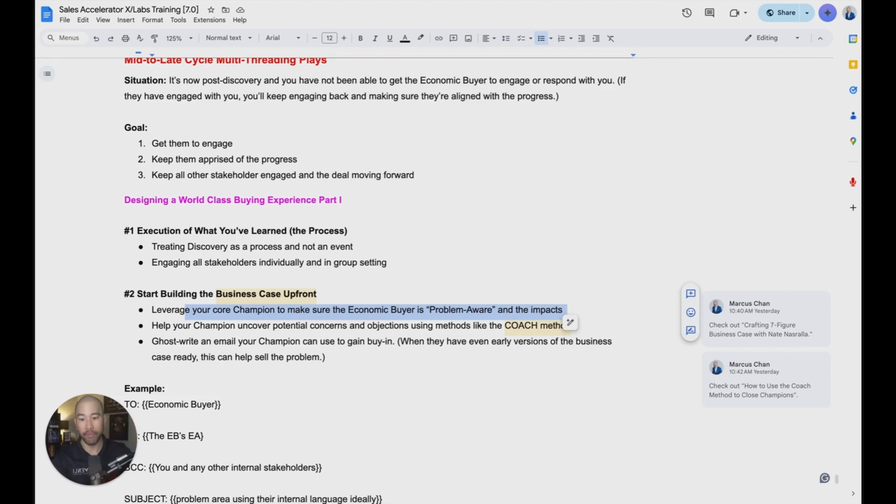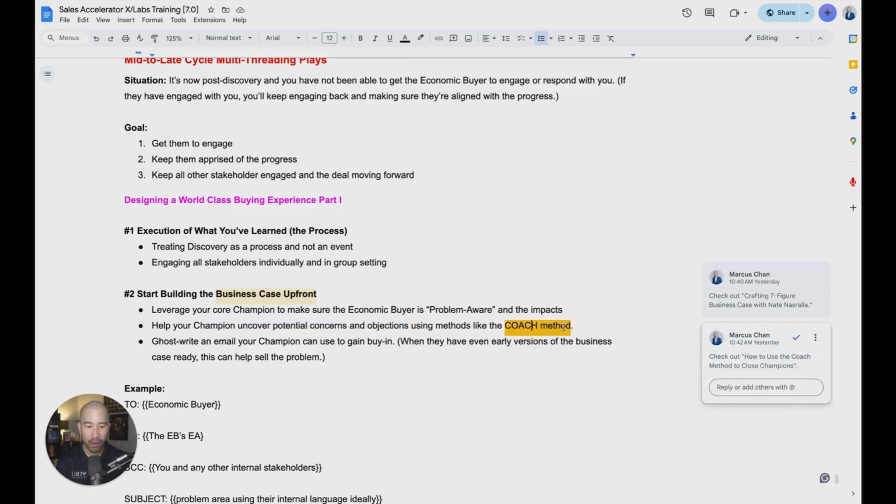That's really critical because remember, you can't sell a solution unless that person is sold on the problem first. That's just the reality. So this is really important. We want to make sure they are completely sold, and that's why the business case is very, very critical. You also want to help your champion uncover potential concerns and objections using the COACH method. If you haven't checked it out, make sure to check out the resource on how to use the COACH method to close champions.